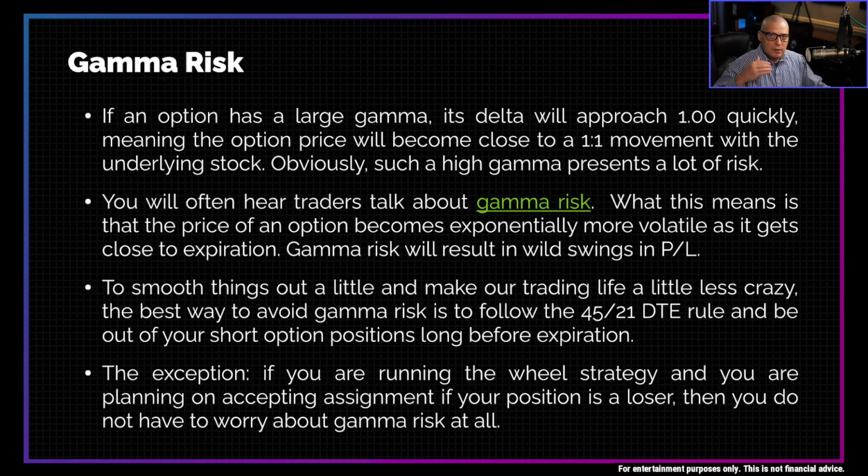Now, the one exception to getting out of your options positions prior to expiration is if you're running the wheel strategy. Say you sell a short put or even a covered call, and you're planning on accepting assignment on the position, even if it's a loser. Then go ahead, just hold to expiration. You don't have to worry about gamma risk at that point because you're not closing it for cash. You're not settling it for cash anyway. You want the shares either put to you or called away. So if you're planning on taking assignment, gamma risk really isn't a factor.